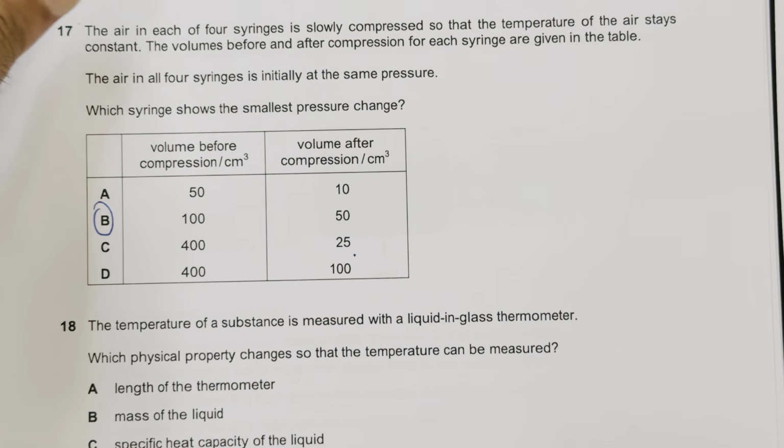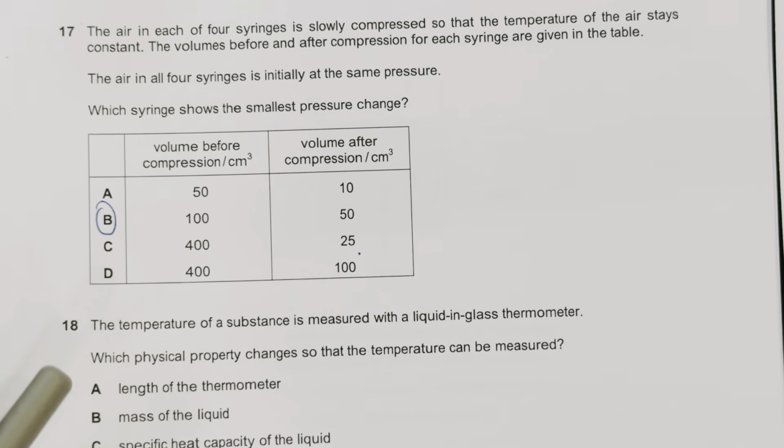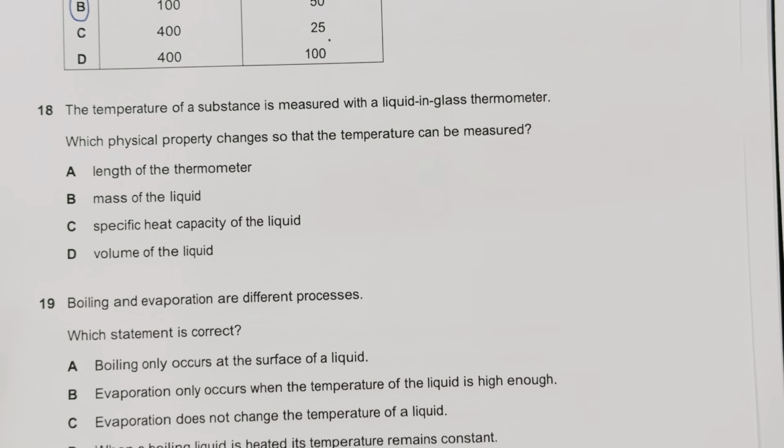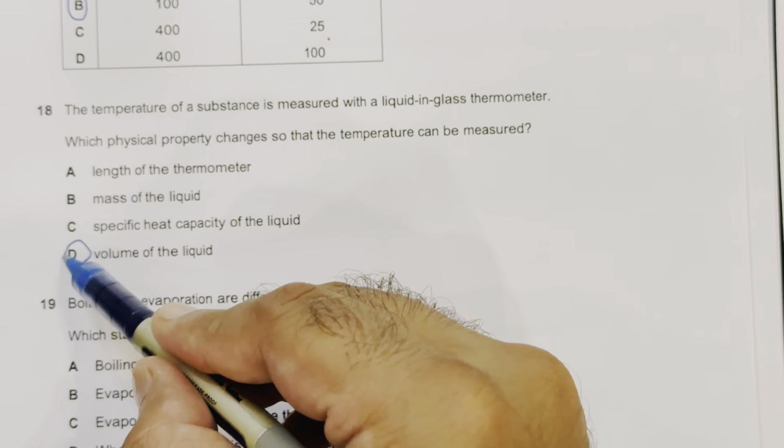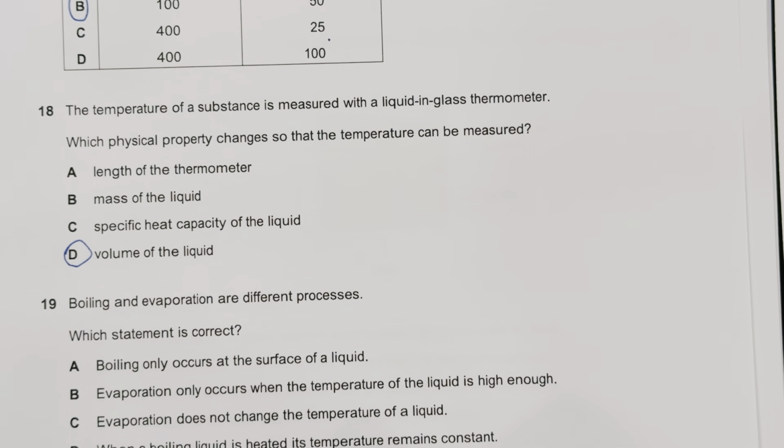Moving to question number 18. Question number 18 is that the temperature of a substance is measured with a liquid in a gas thermometer, which physical property changes so that temperature can be measured? So length of the thermometer, mass of the liquid, specific heat or volume of the liquid. We know that volume of the liquid increases or decreases. So option number D is the right answer.